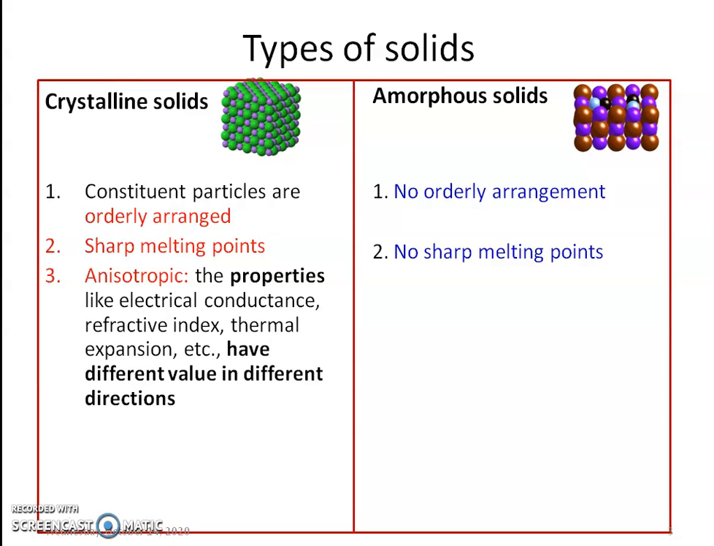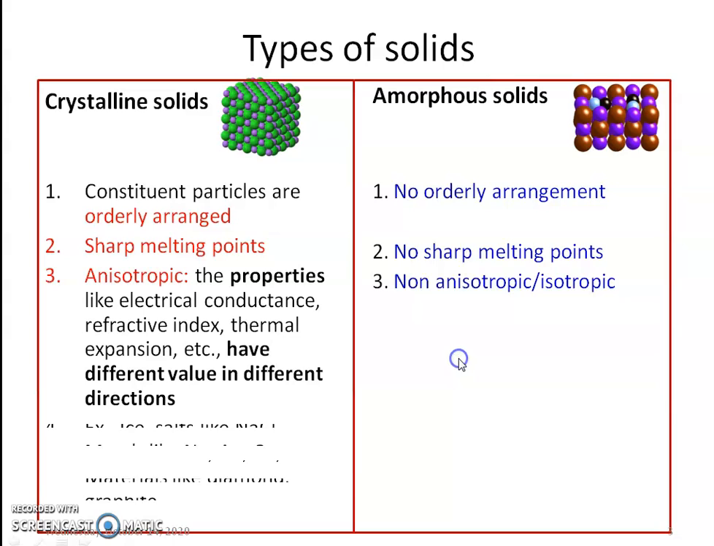It means the values of these physical properties change with different directions, or have different values in different directions. Whereas amorphous solids are non-anisotropic, or they are isotropic. The physical properties like electrical conductance, refractive index, thermal expansion, their values are not changing in different directions in case of amorphous solids.